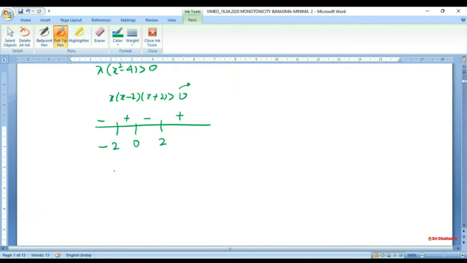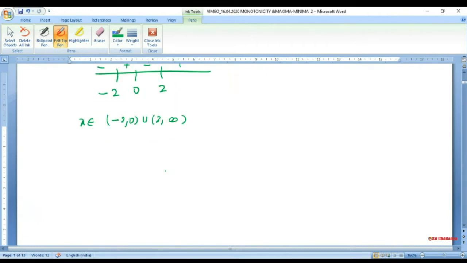And so that means the solution becomes x belongs to minus 2, 0, open, union 2 to infinity. So that's our answer: minus 2, 0, union 2, infinity. So that was one application based question. This was a good application of the concept of monotonicity.